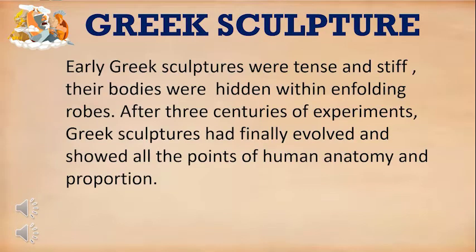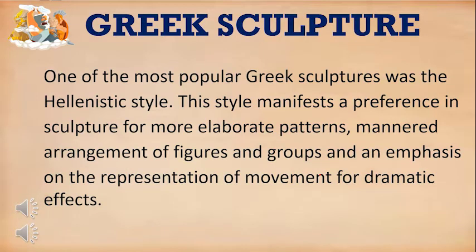Now, let's proceed to Greek sculpture. Early Greek sculptures were tense and stiff, their bodies were hidden within enfolding robes. After 3 centuries of experiments, Greek sculptures had finally evolved, and showed all the points of human anatomy and proportion. And one of the most popular Greek sculptures was the Hellenistic style. This style manifests a preference in sculpture for more elaborate patterns, mannered arrangement of figures and groups, and an emphasis on the representation of movement, for dramatic effects.